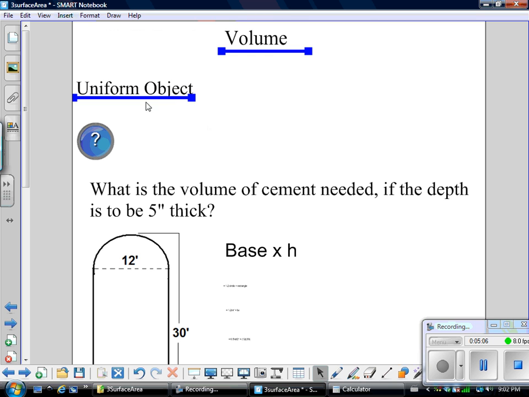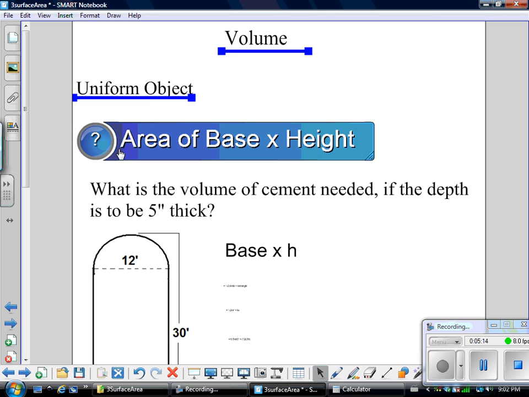The next question talks about volume, and it's a volume of a uniform object. What we mean by a uniform object is something that doesn't change its shape as you add height to it. And for any uniform object, it's always the area of the base. So if I find the area of the base and I multiply it by the height of that object, I will always have the volume.